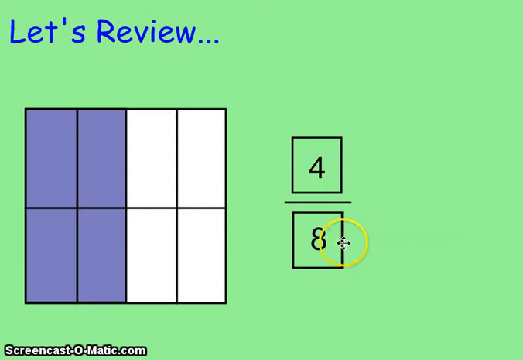What do we call the 8, or the part that tells us the total number? Good, the denominator. What will we call the 4? The part that tells us the number that are shaded or different in some way. The numerator. Excellent.